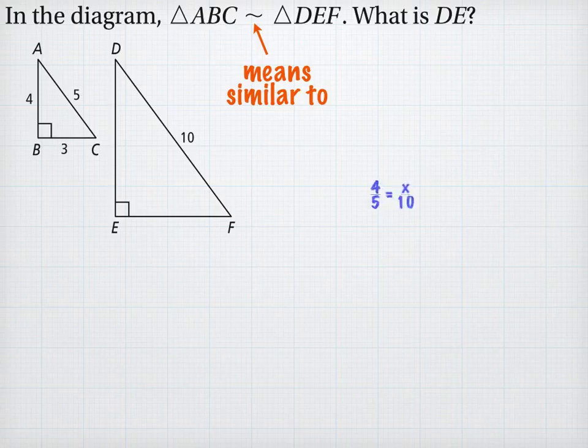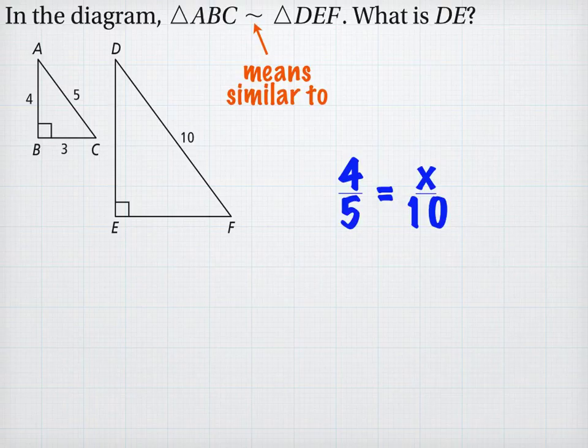So I set up the proportion 4 over 5, which are both the side lengths from triangle ABC, equals x over 10. Notice 4 corresponds with x, which would represent DE, and they're both on the top of the ratios, and 5 corresponds with 10, and they're both on the bottom of the ratios. That is important, that corresponding sides are in corresponding parts of your proportion that you set up.